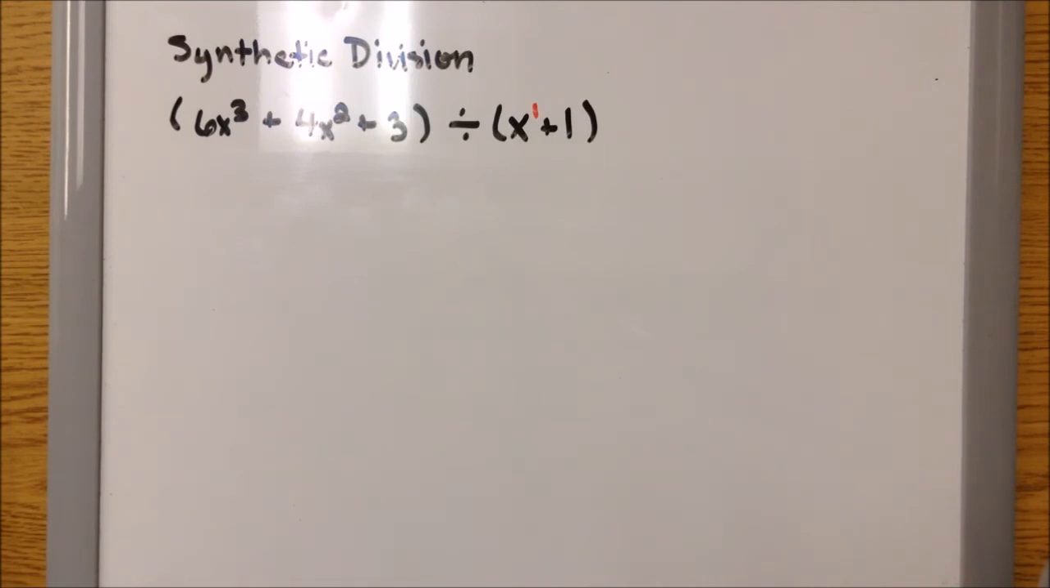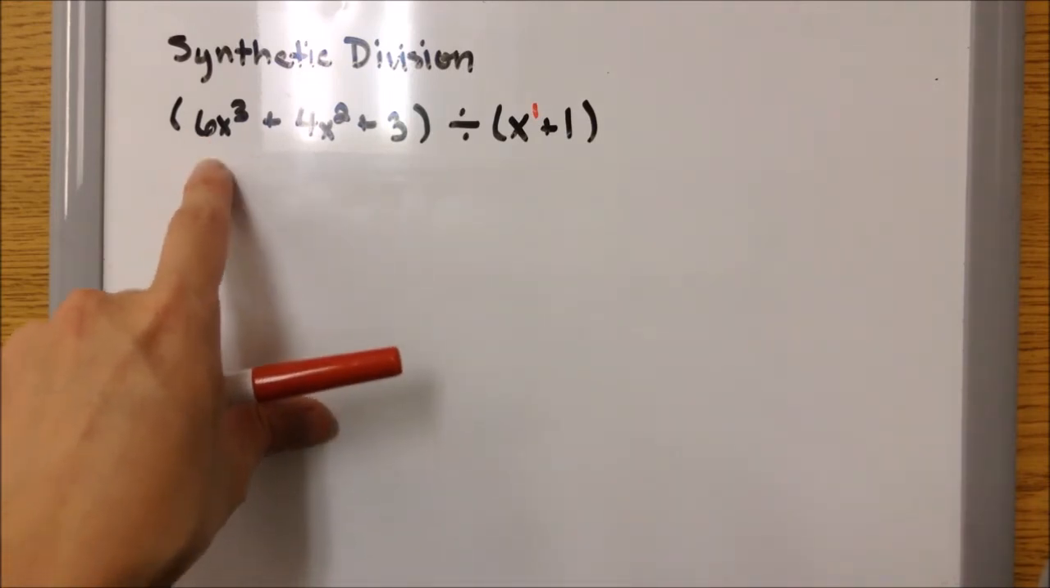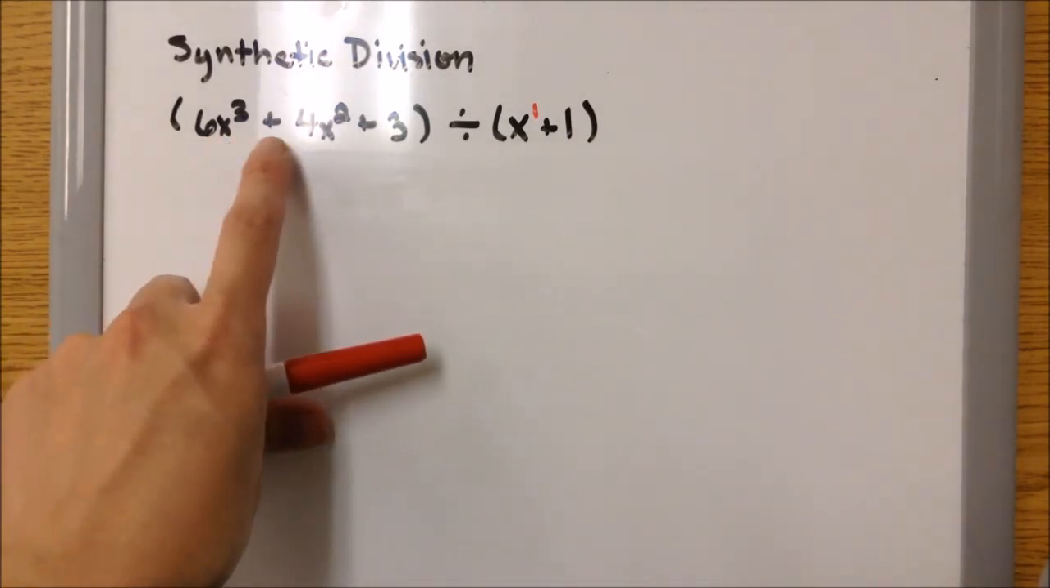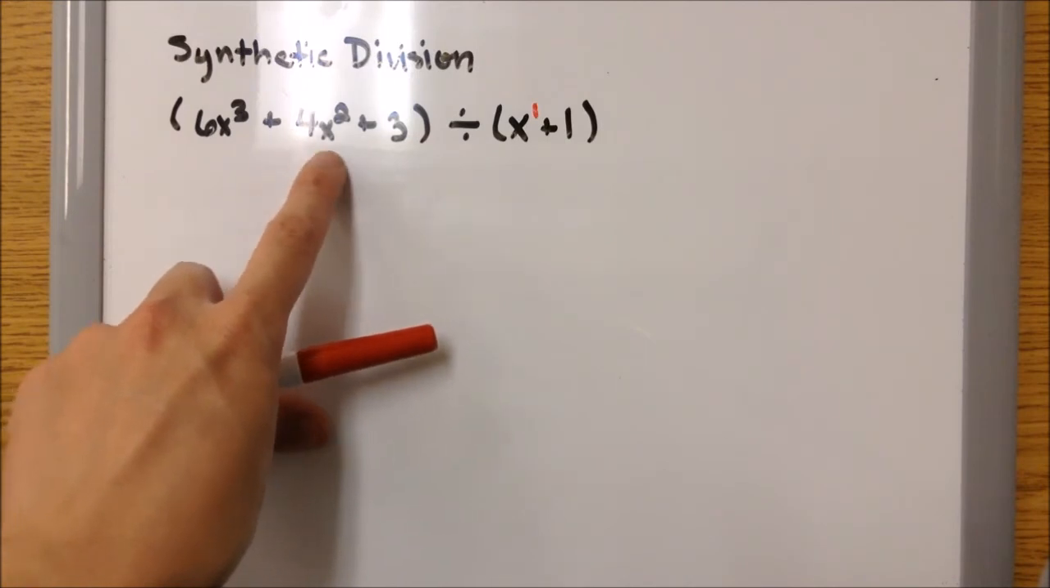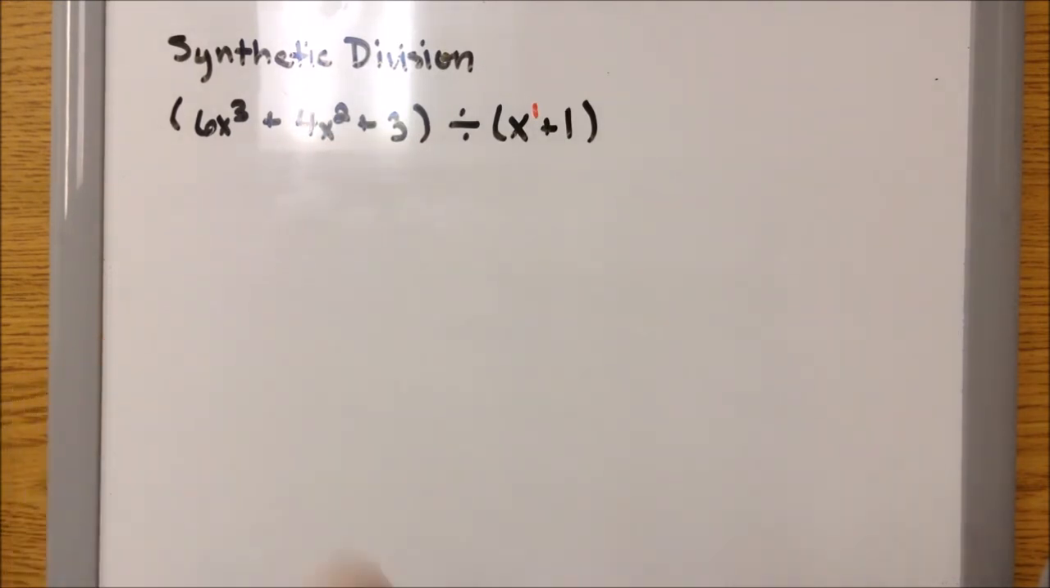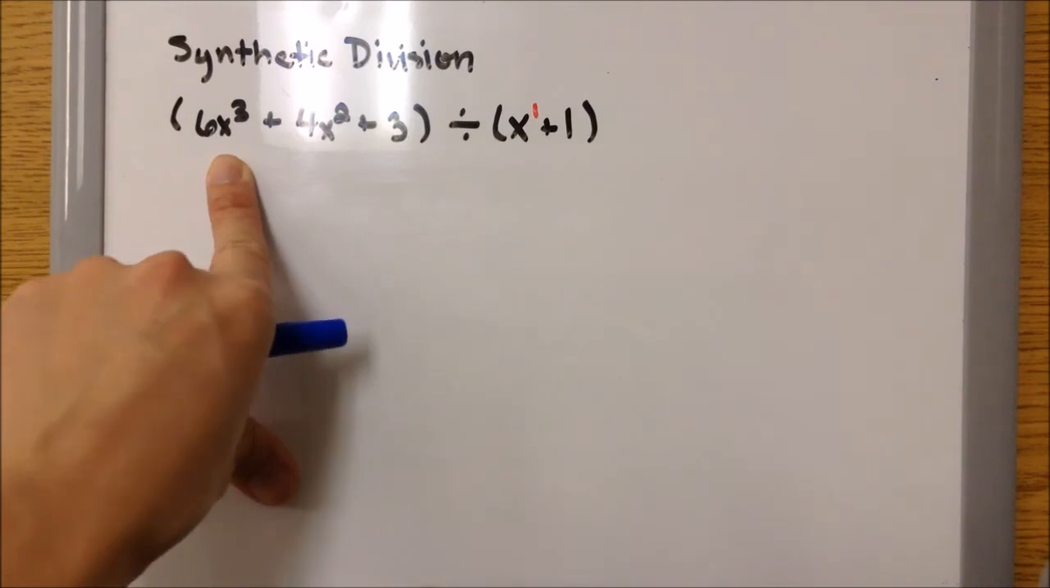And our polynomial that we are dividing is 6x to the third plus 4x squared plus 3. So before we can do any dividing, we need to make sure we have all the terms. So we start off with x to the third.